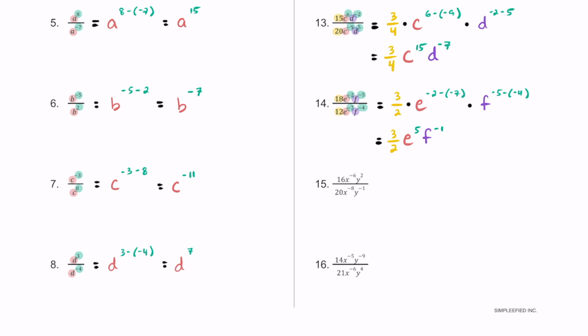For 15, we have the coefficients here again. We have 16 and 20 this time, so we'll simplify that in just a moment using their GCF. Then we'll use that quotient rule with the base of x, and then use that quotient rule one more time with the base of y.